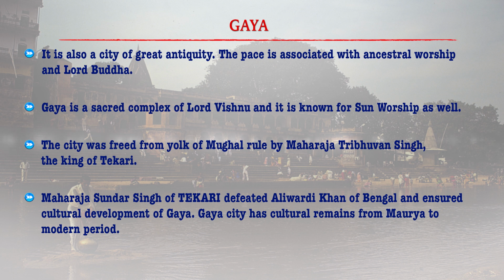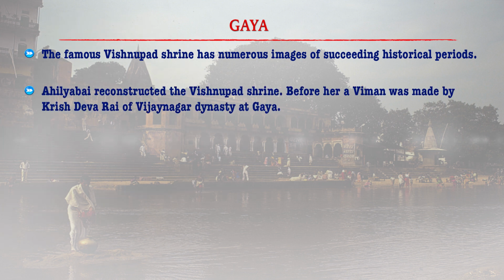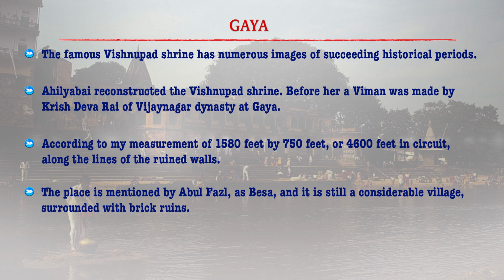Gaya city has cultural remains from the Mauryan period up to the modern period. The famous Vishnupad shrine has numerous images of succeeding historical periods. Ahilyabai constructed the existing Vishnupad shrine, and before her a Vimana was made here by the great King Raja Krishnadevaraya of the Vijayanagar dynasty. According to various sources, Gaya has been a very important place for pilgrims since the beginning of the early Christian era.